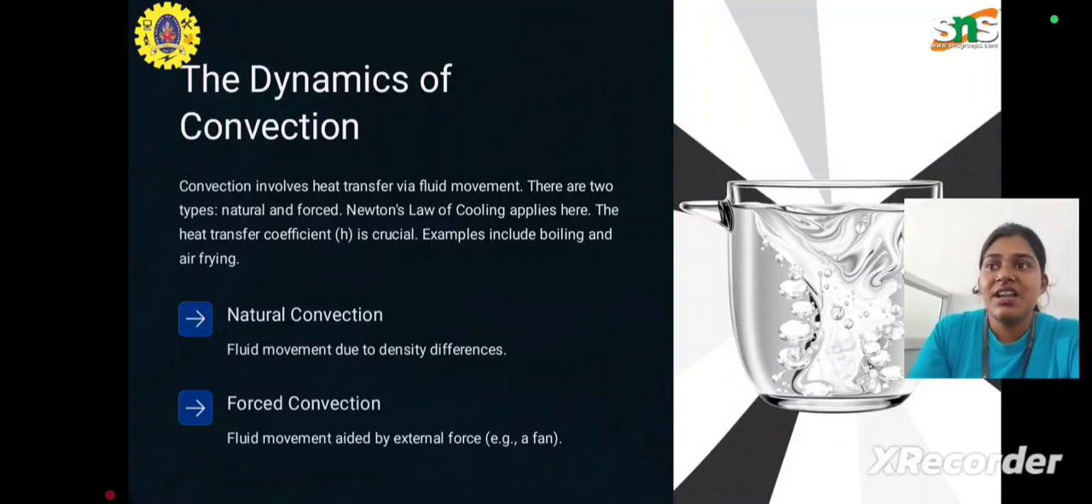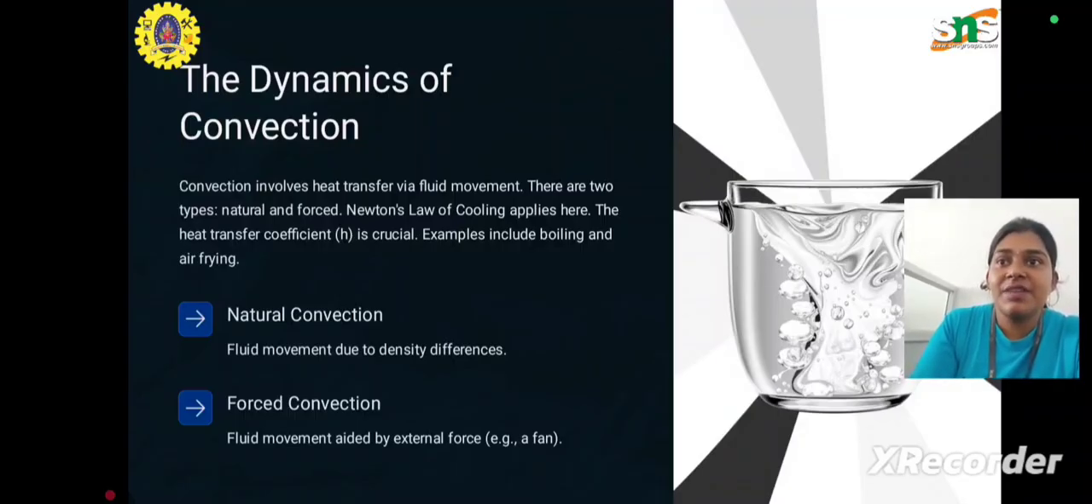So natural convection is fluid motion generated naturally due to the temperature induced density variation within the fluids. This type occurs without any external mechanical aid, as in processes like the rising of hot air during baking or the convection currents in boiling water.